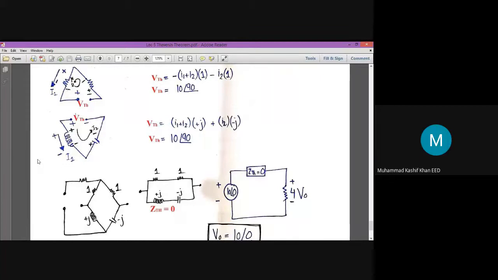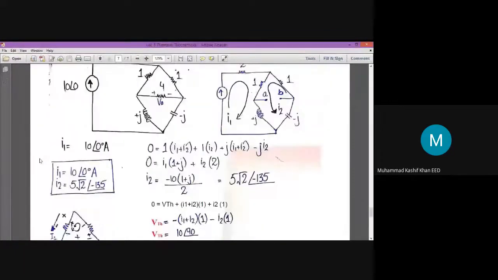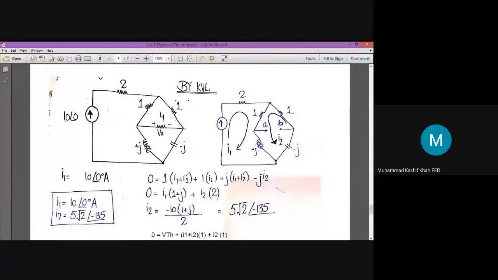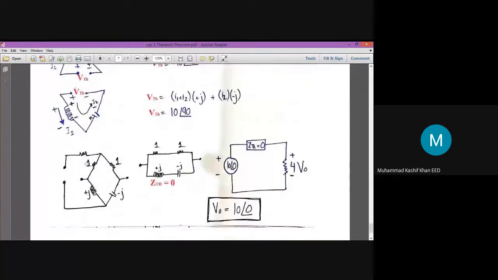Next step is to find out the Thevenin equivalent impedance. So to find out the Thevenin equivalent impedance, you will short circuit any voltage source present in the circuit. There is no voltage source in the circuit. There is only one current source, so I will open circuit it. I open circuited the current source. Now this resistor is ineffective. Why? Because no current is flowing in this resistor. There is an open circuit. I will remove this resistor.